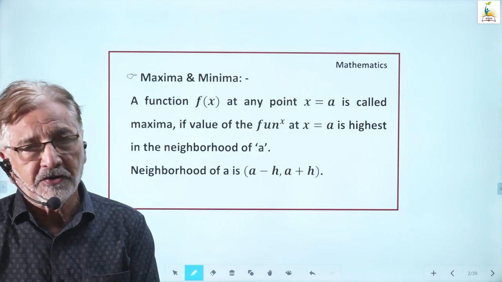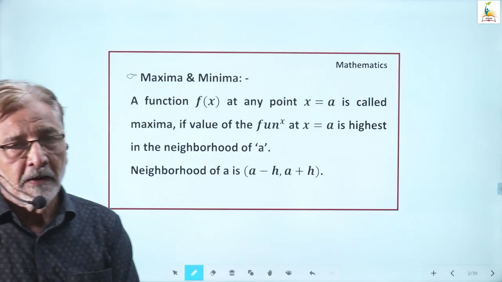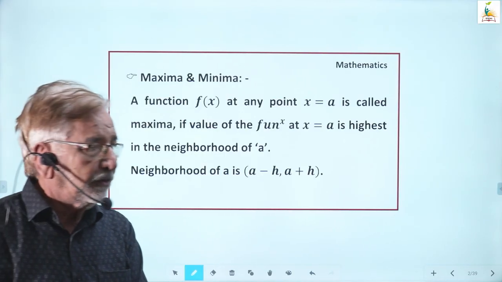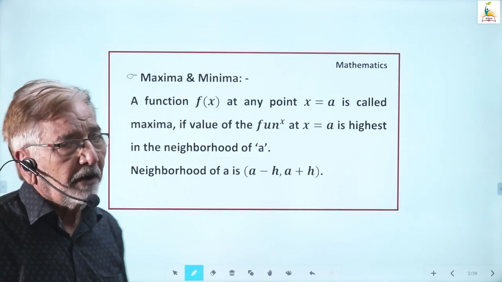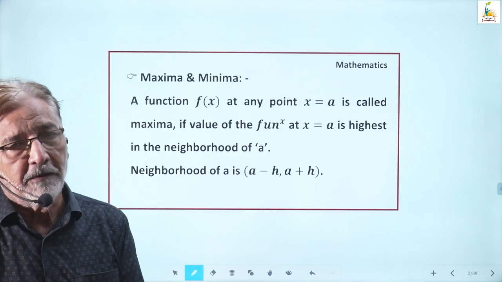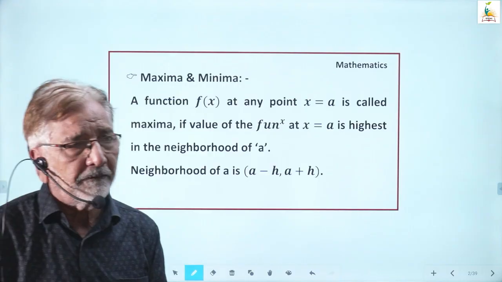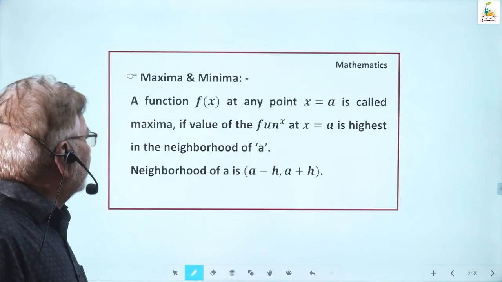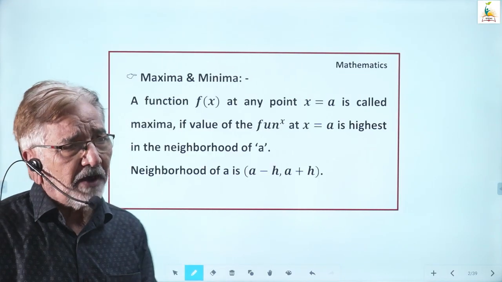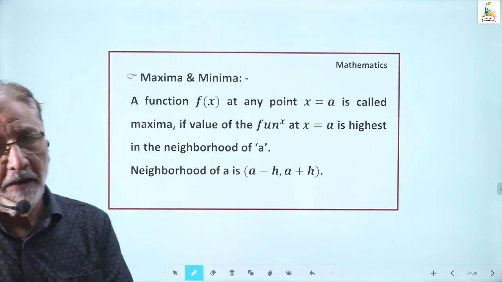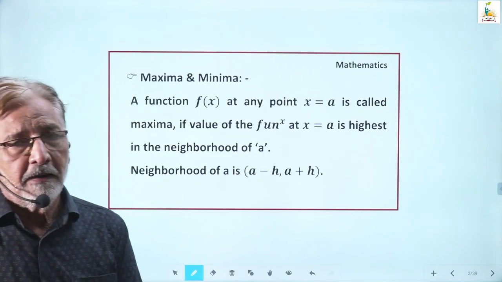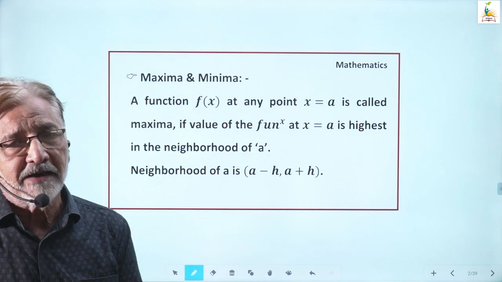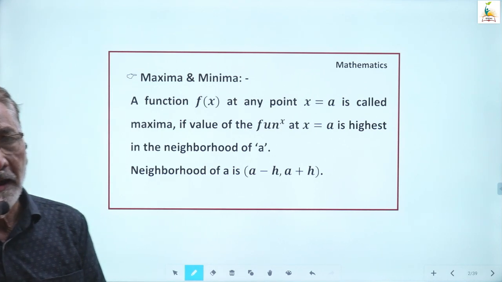Though every question cannot be done orally, I shall try to simplify it in such a manner that you can do the question within 1 minute. What it says, concept of the maxima is this: if a function f(x) is maximum at x equal to a, then its value at x equal to a shall be highest.